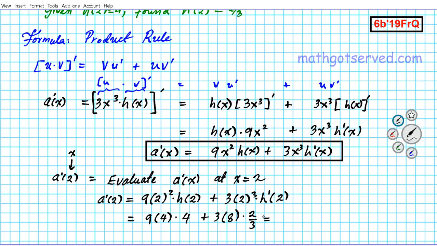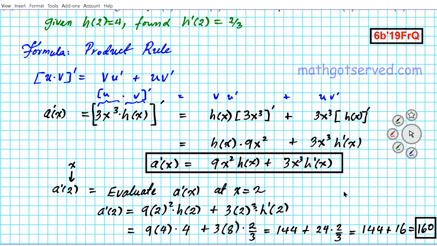So what does that give us? We have 36 times 4 is 144 plus 24 times 2/3. And then this is 144 plus, 3 goes here, 1, 3 goes here, 8 times 2, 16. And your final answer is 160. Okay, so there goes the final answer to question number 6B.